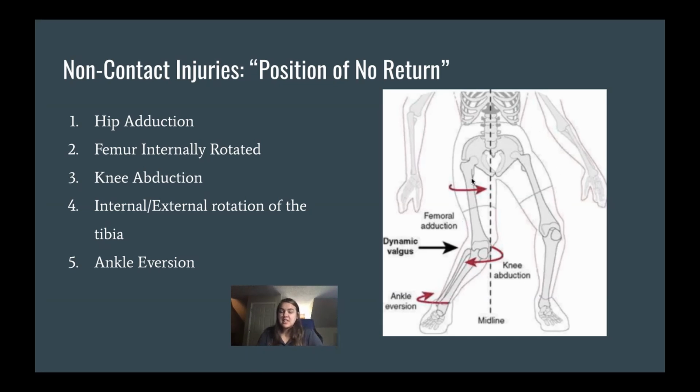But if you can see this position, if you imagine that ACL in the middle right there, the ACL is trying to prevent the femur from being posteriorly translated, and it's trying to prevent the tibia from being anteriorly translated. And so if you over rotate that, you can see how much stress that could put on the ligament.